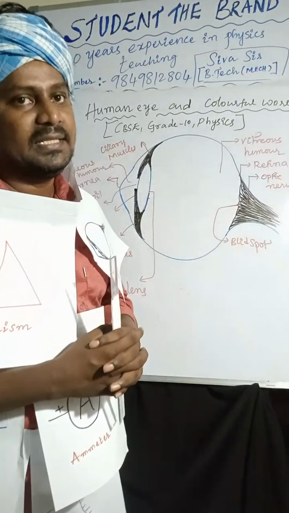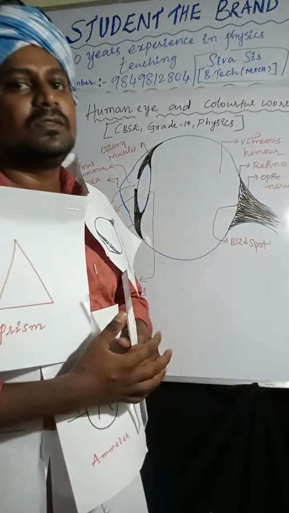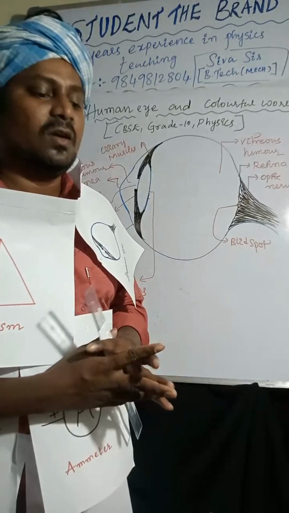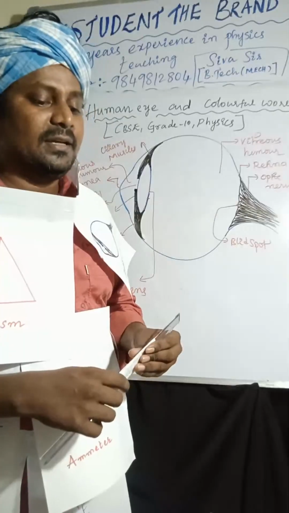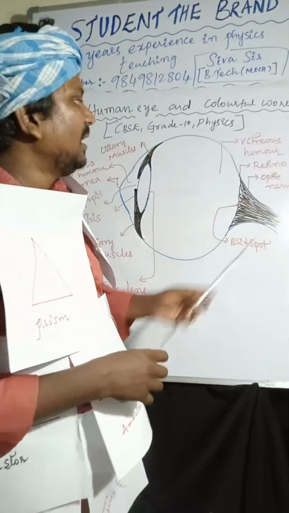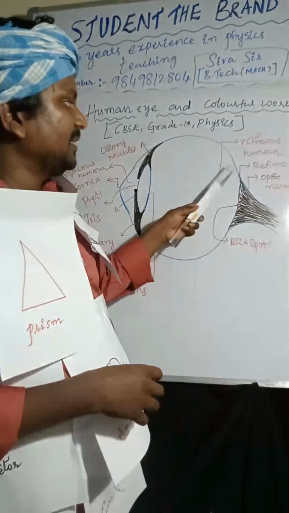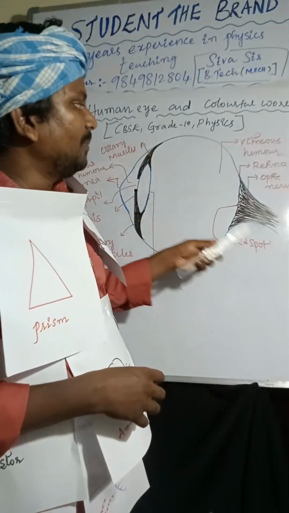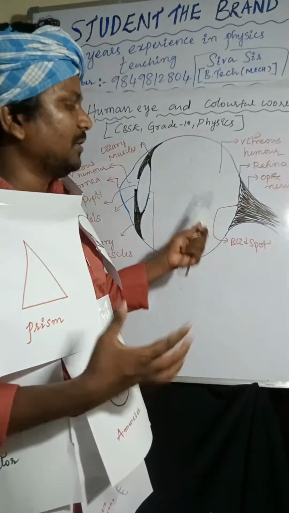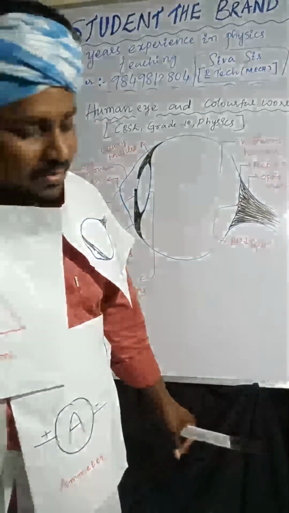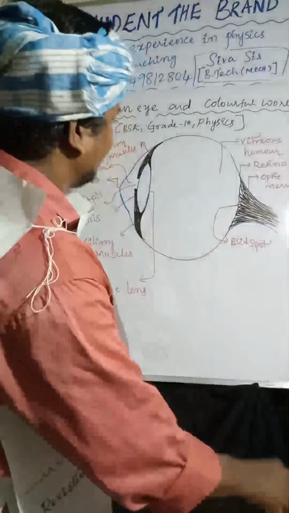At the retina there are two light-sensitive cells, rods and cones. Rods sense the intensity of the light and cones sense the color of the light. Whatever image is formed at the retina passes to the brain through the optic nerve. At the blind spot, no image will form. That is about the human eye parts and function.